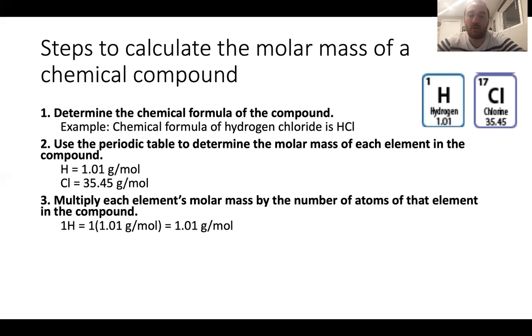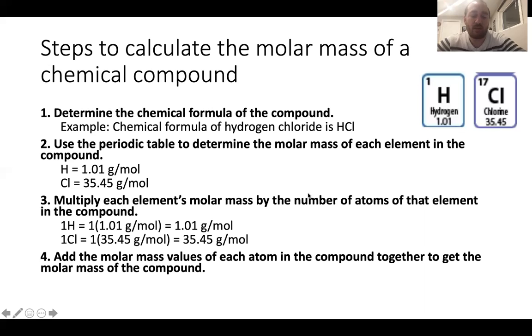So for hydrogen, we know that we only have one hydrogen in hydrogen chloride. So we just multiply our molar mass by 1. And then the same for chlorine. There's only one chlorine element in hydrogen chloride. So we multiply its molar mass by 1.